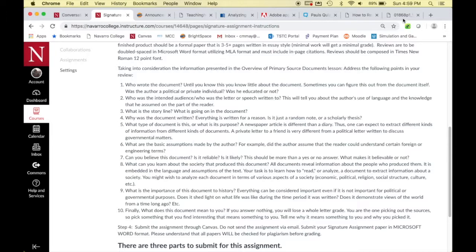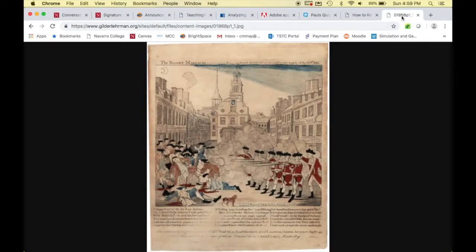So the source that I've chosen to look at is this one. This is a rather famous print engraving of the Boston Massacre. It was produced by Paul Revere in the wake of this incident in Boston. And it's probably one that you've seen before. It appears in pretty much every history textbook that's ever been written that addresses the American Revolution anyways. It's in our current textbook that we use now.